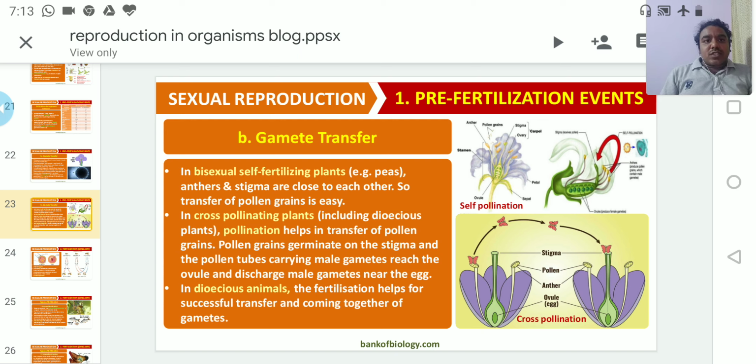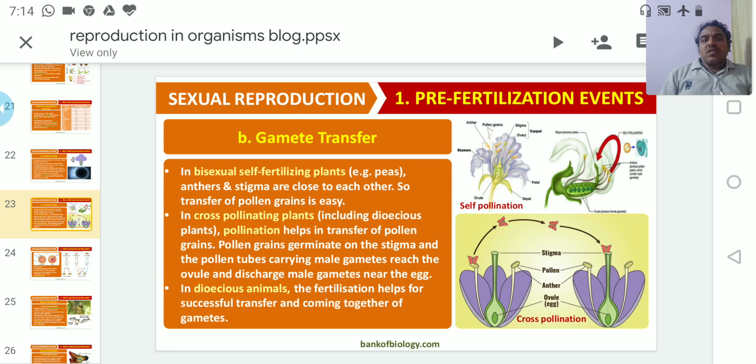As we were discussing the sexuality of flowering plants, in bisexual plants we can see self-fertilization, that is autogamy. The anthers and stigma are close to each other, so the transfer of pollen grains is very easy. It is also known as self-pollination, self-fertilization, or self-pollinating plants. Because both male and female reproductive structures are near each other, the transfer of pollen grains is very easy, due to abiotic or biotic agents, whatever it may be.